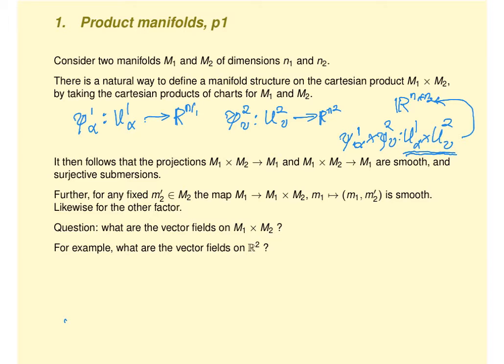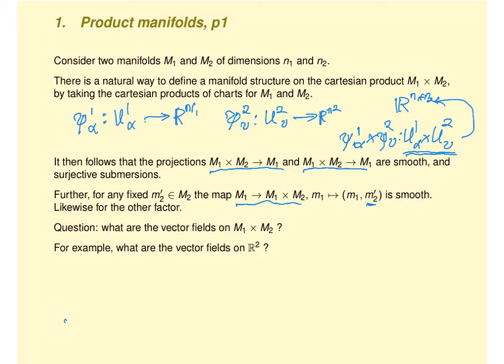It's easy to prove that the projection maps are smooth, and in fact they're surjective submersions. We still haven't said much about submersions, but these are very straightforward examples of submersions. We'll come to that later. And for that matter, injecting M1 as the first factor, with a fixed or chosen point of M2, gives a smooth map, and likewise for the other factor.